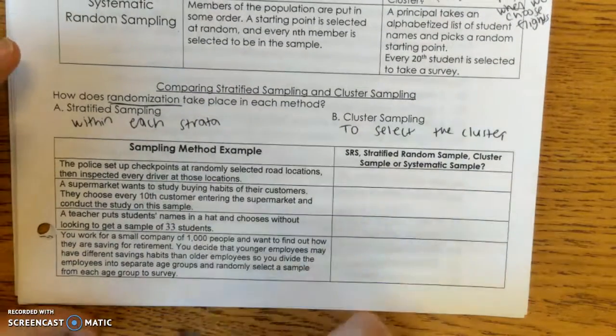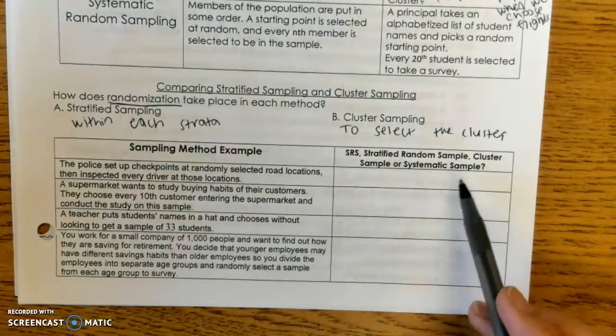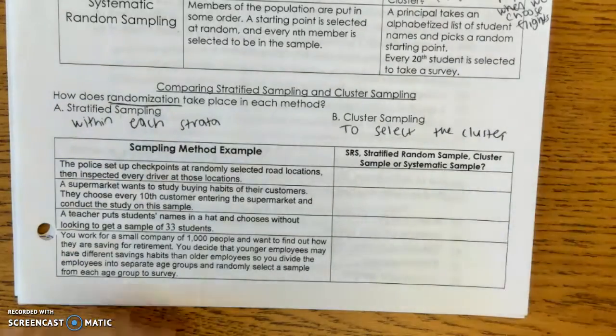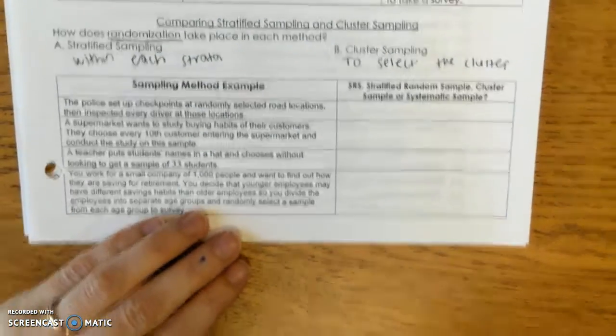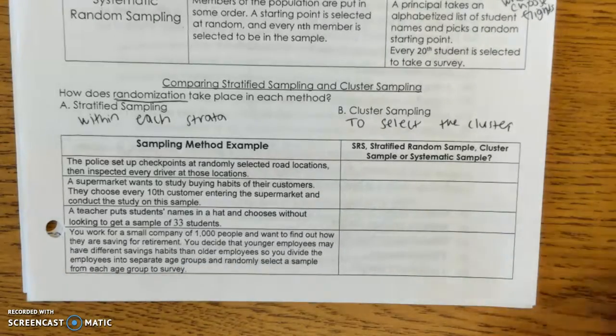All right, so we've got the 4 sampling methods: SRS, which is simple random sample, stratified random sample, cluster sampling, or systematic sampling. So I want you to pause the video, read through these, and try and figure out which one is which, and then hit play, and we'll go over it.